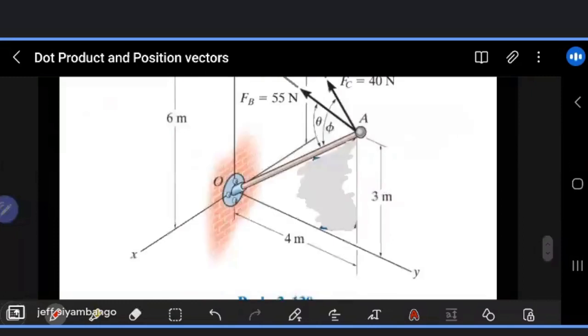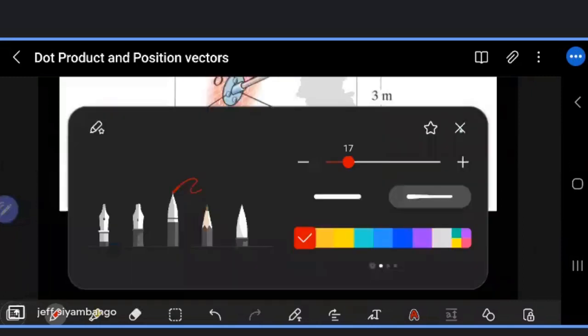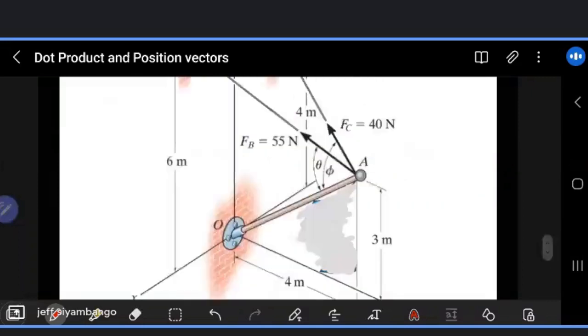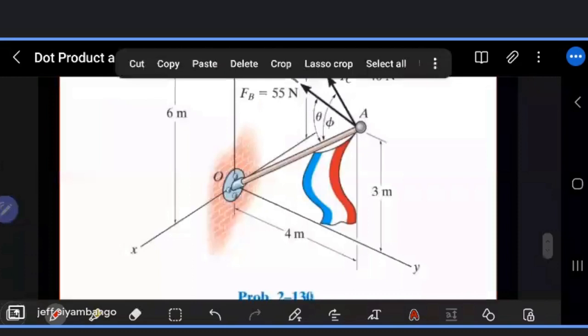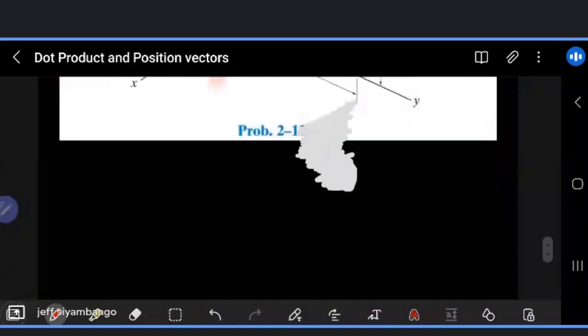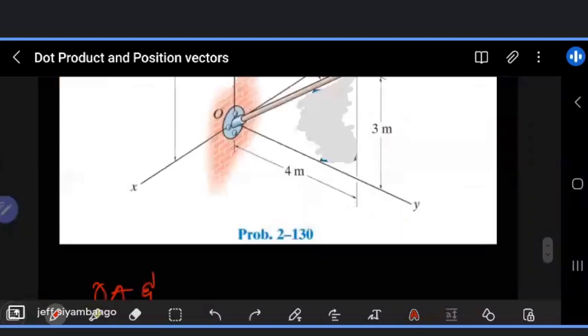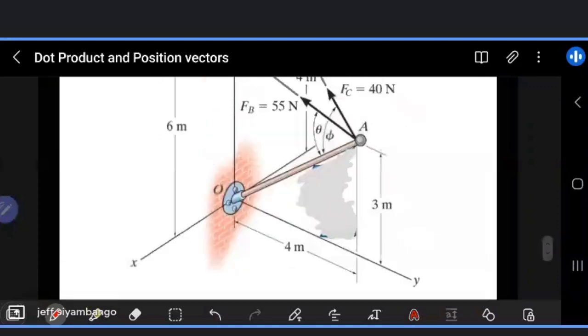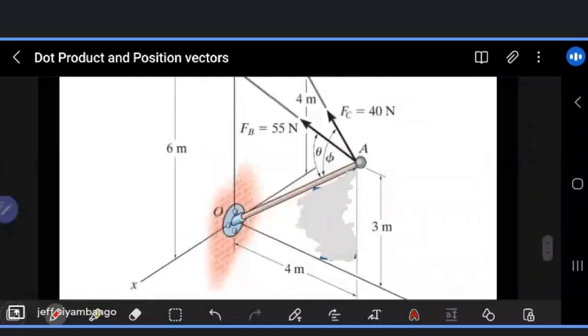Well, let's say the first part, let's look at between OA and AB. So I moved this one up, okay, and AB. So after that, we're going to look at OA and AC. Now, once we know what we're trying to do, the next part is how do we get the answers? How do we get the angle between them?